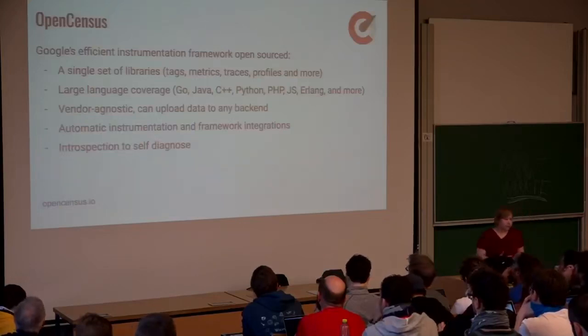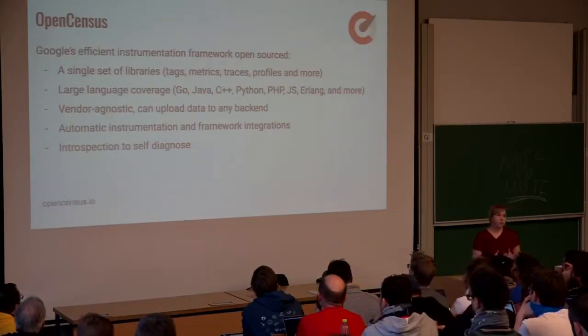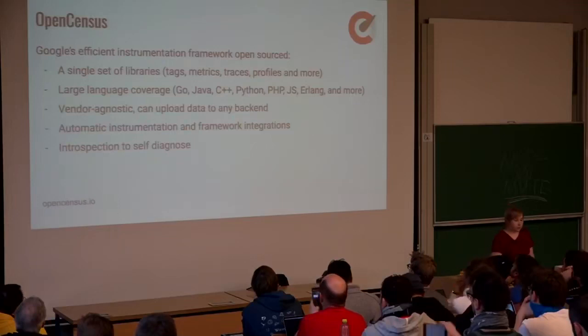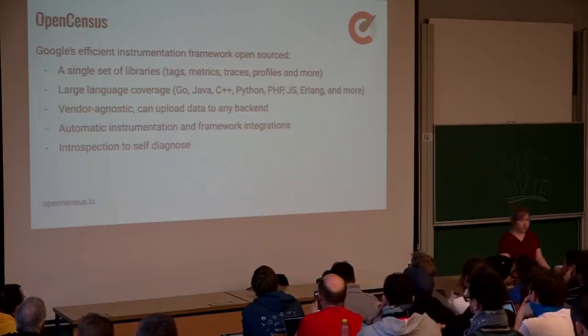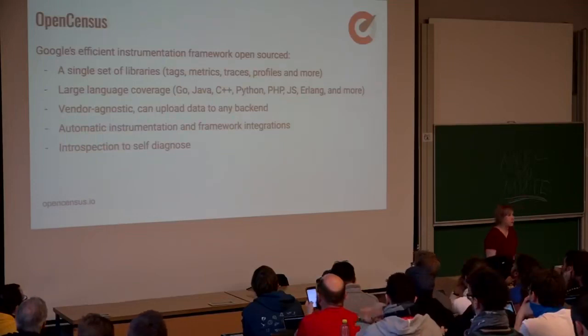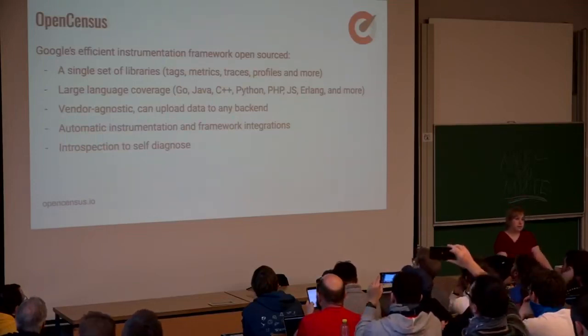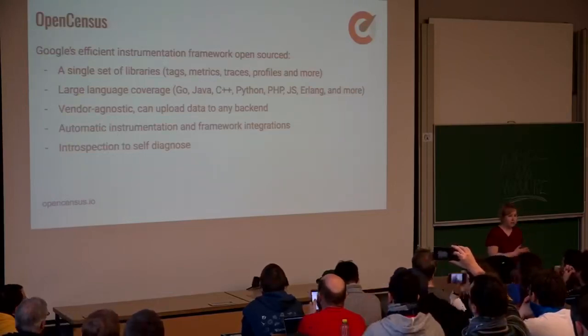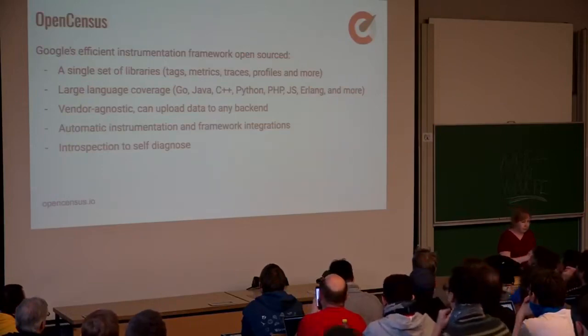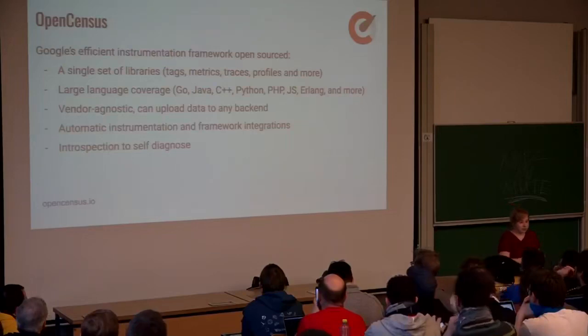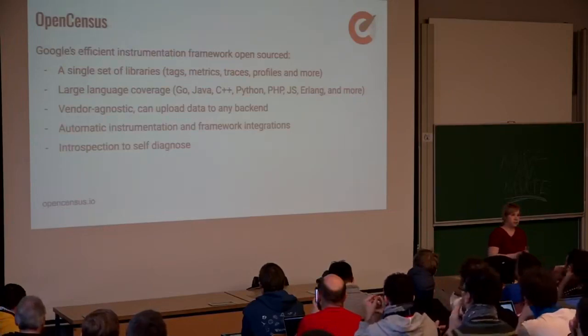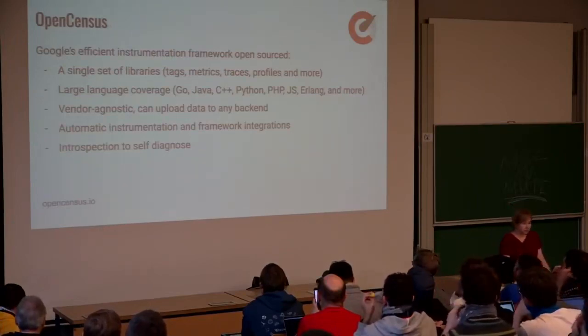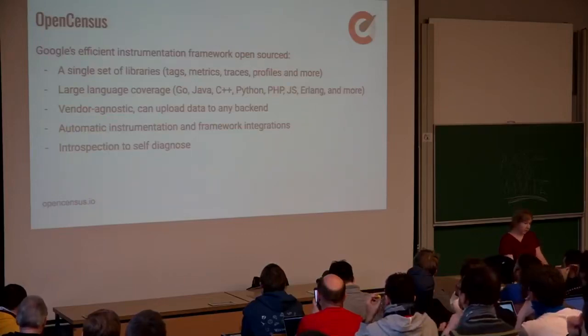OpenCensus provides a single set of libraries. We have tags, metrics, traces, and more is coming in the future. We have language support available today for Go, Java, and C++. Python, PHP, JavaScript, C#, and Erlang are coming next. The instrumentation libraries are vendor agnostic, so you can upload data to any backend. We currently have support for Prometheus, Zipkin, Jaeger, and some APM vendors. Some other APM vendors are also thinking that this is a useful solution to instrumentation rather than inventing their own instrumentation libraries, so they are working to provide OpenCensus support.